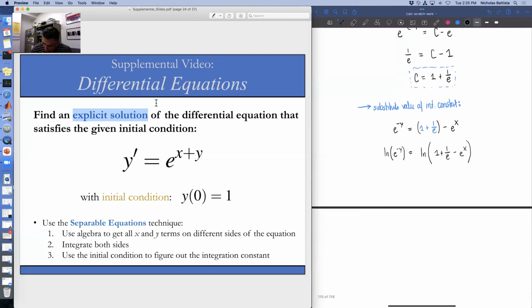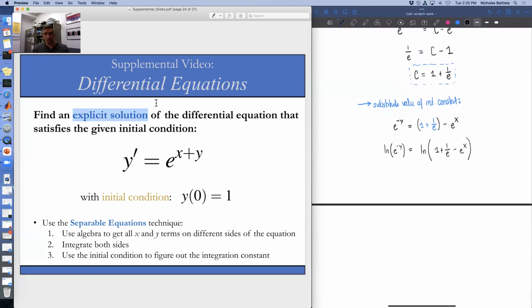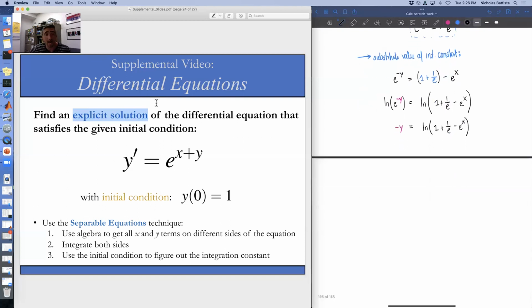Now on the left-hand side, what we have is just the ln of an exponential, so we're just going to get back what's upstairs in that exponent. So the left-hand side reduces to minus y. The right-hand side is just going to be what it is: ln of 1 plus 1 over e minus e to the x. And the last step for us is just to get y by itself, which means multiply both sides by a minus 1. So we get y is equal to minus the ln of 1 plus 1 over e minus e to the x. And that is our final solution in this case.